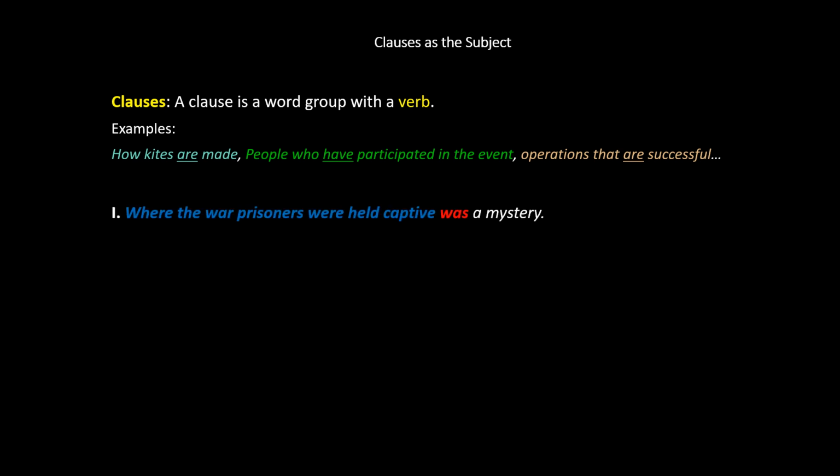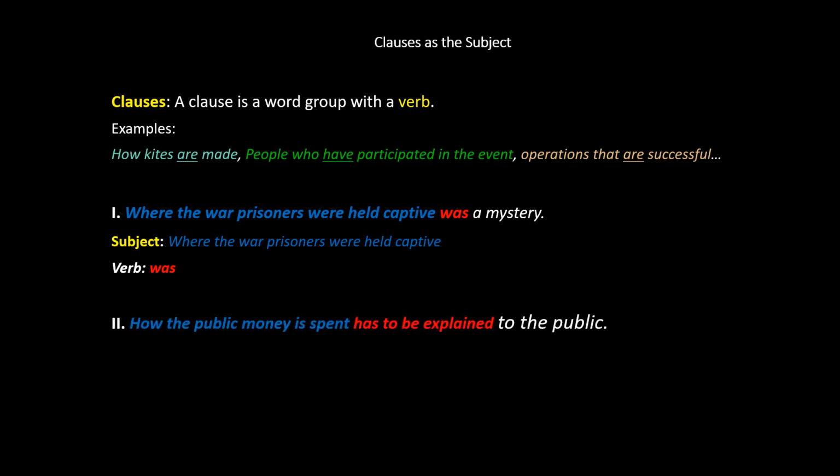For example, where the war prisoners were held captive was a mystery. The subject in this sentence is where the war prisoners were held captive, and the verb is was. If I ask you what was a mystery, then you would say, where the war prisoners were held captive. Let us see one more sentence. How the public money is spent has to be explained to the public.